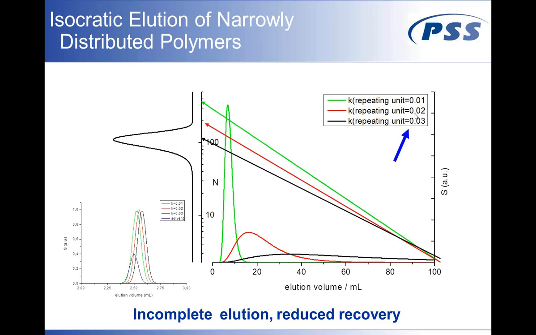But if I have only 2% stronger or later retention than the solvent peak, I already have a very long retention. If I go to 3% longer retention time than the solvent, I have incomplete elution within 100 milliliters or 100 minutes elution time. So this problem of incomplete elution and reduced recovery is there irrespective of whether I have a broad or narrow molar mass distribution.